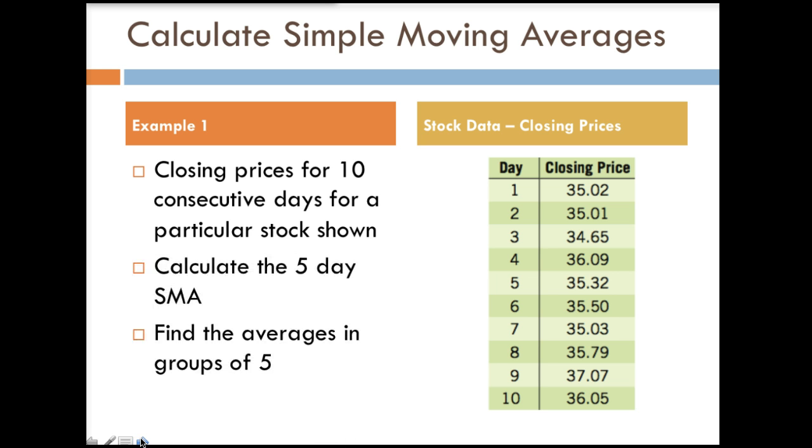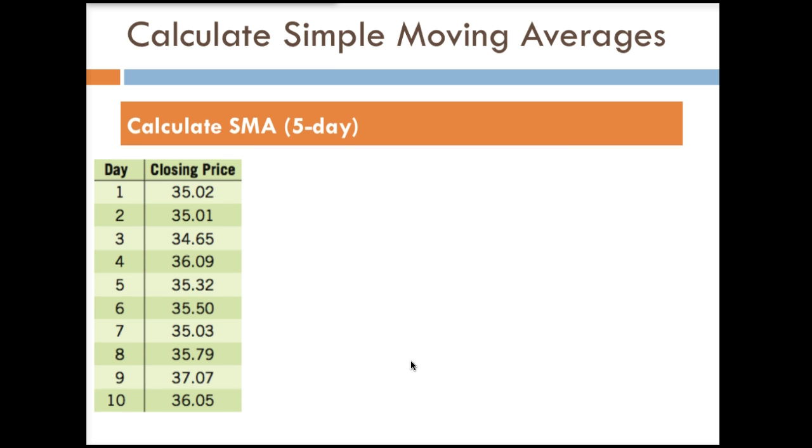Here are the closing prices for 10 consecutive days for a particular stock. What we want to do is calculate the 5-day simple moving average. So what we need to do is find the averages in groups of 5. So here's our days and here's our closing prices. So originally we'll look at the first 5 days and we'll find the average. Then we'll move down, we'll drop off day 1 and we'll add on day 6 and find the average of those 5 days, and so on and so forth. So let's go ahead and do that.